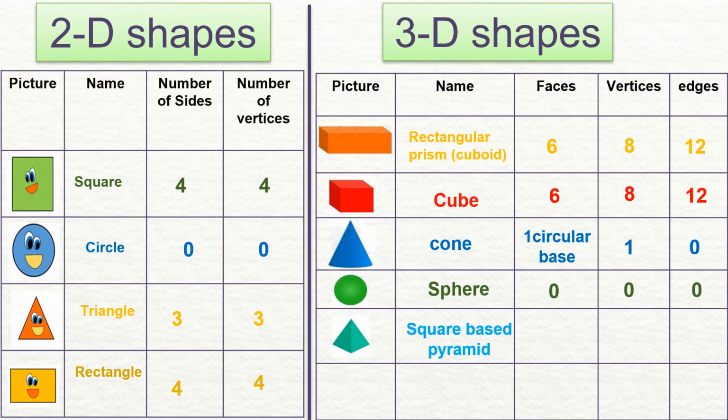Then we have square-based pyramid. How many faces? It has 4 faces. And how many vertices? 5 vertices. And 8 edges. And the last one is cylinder. The cylinder has 2 circular bases. How many vertices? 0 vertex. And how many edges? Also 0 edges.